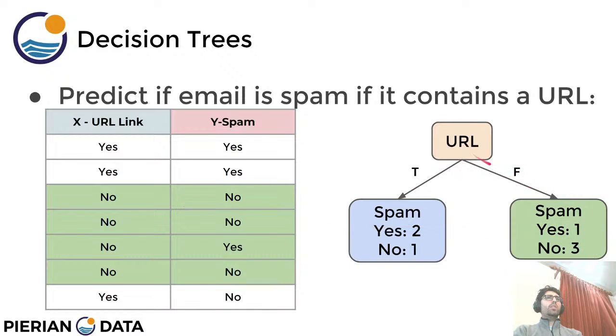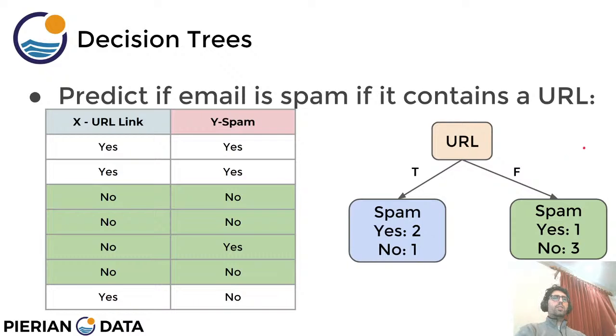In this particular case, if it did not contain a URL, how many of these were spam? I did have 1 spam email that didn't have a URL, but was still spam. It was trying to sell me something. But for the most part, if it didn't contain a URL link, for 3 of these, it was not a spam email. So hopefully you can see how those ratios make sense, right? The odds are 2 to 1 that it is spam if it did contain a URL, versus 1 to 3 if it did not.